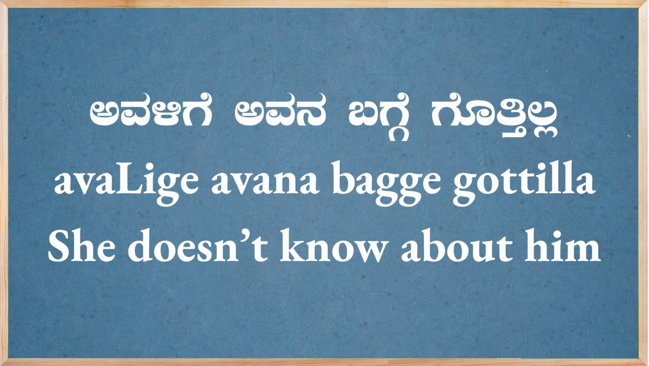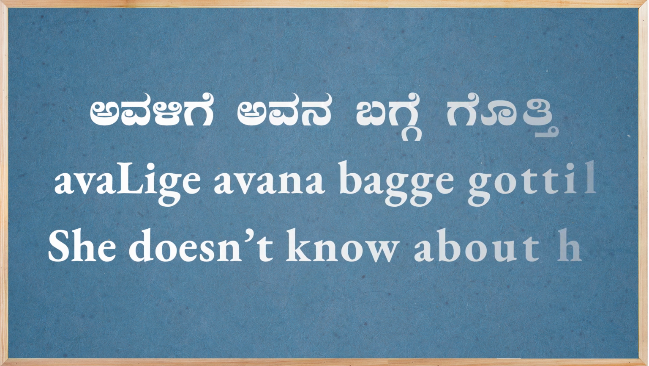ಅವಳಿಗೆ ಅವನ ಬಗ್ಗೆ ಗೊತ್ತಿಲ್ಲ. She doesn't know about him. Here, again, ಅವಳಿಗೆ is dative.